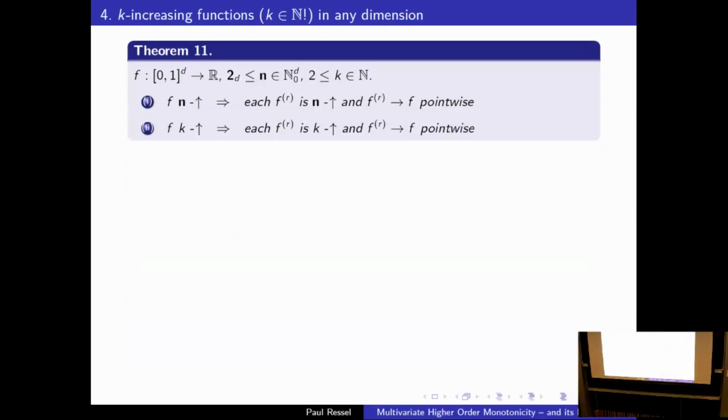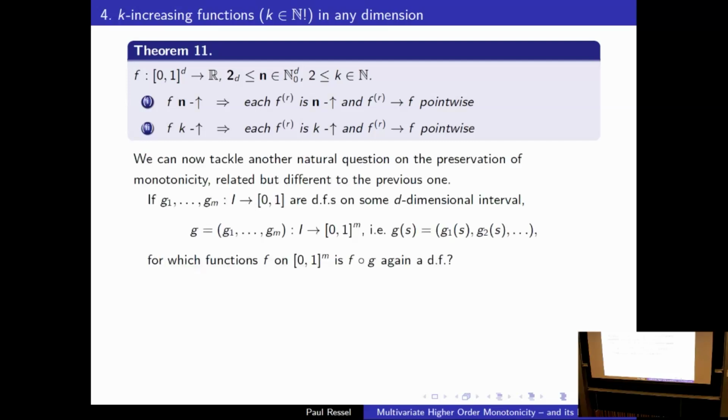Yeah, and then, okay, this is also not really trivial, but it's easy to see. If f is n-increasing, then each Bernstein polynomial is also n-increasing, and we have this pointwise convergence. It's the same for k-increasing functions. Here I suppose that n has all components at least 2, and also k is at least 2. And now we can tackle another natural question of the preservation of monotonicity.